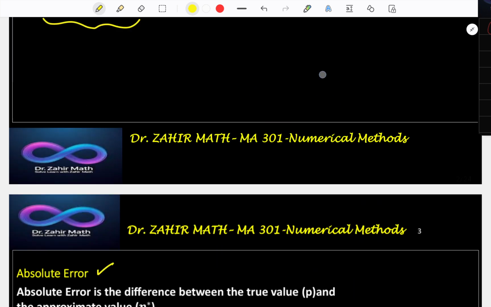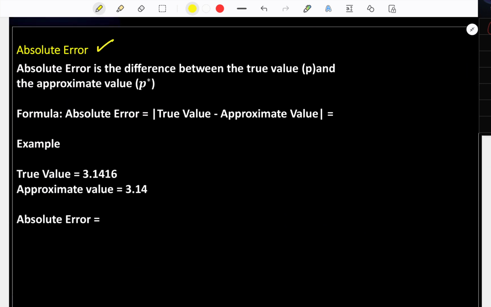Let's go to the first one, which is absolute error. What do you mean by absolute error? Absolute error is the difference between the true value and the approximate value. What do you mean by true value? For example, suppose your mom is asking you to buy some tomatoes from the market. You go to the market, right?